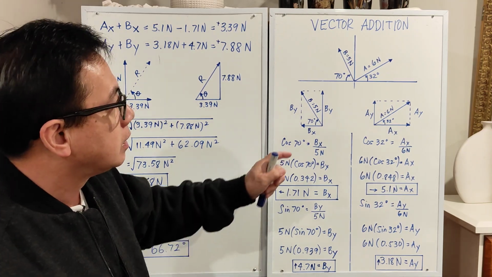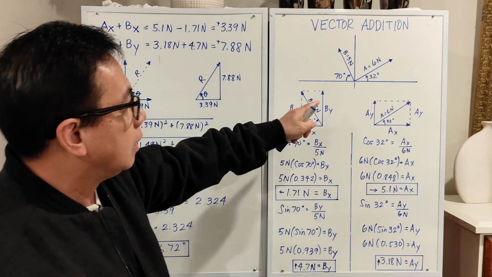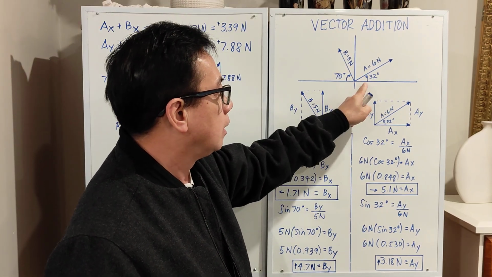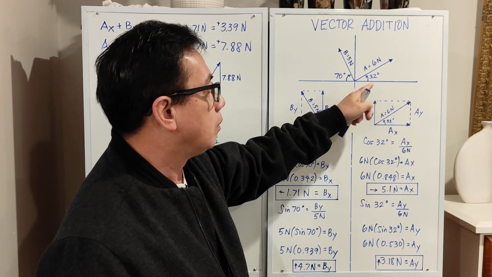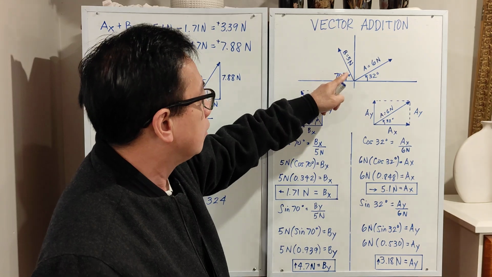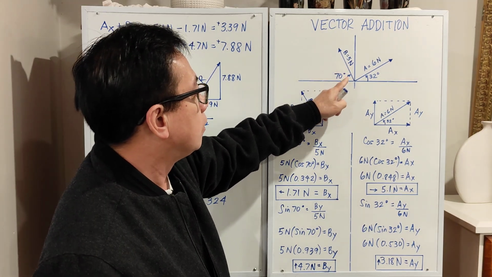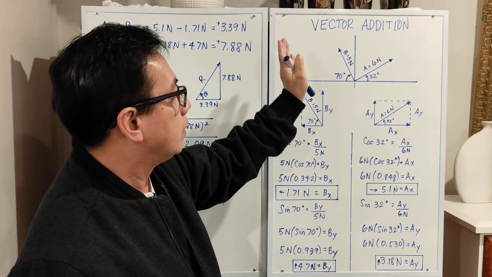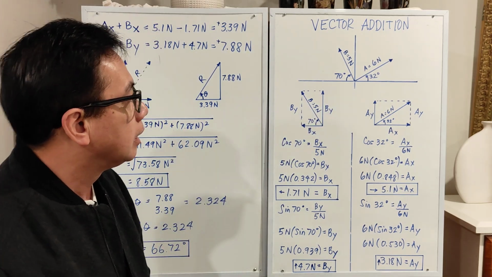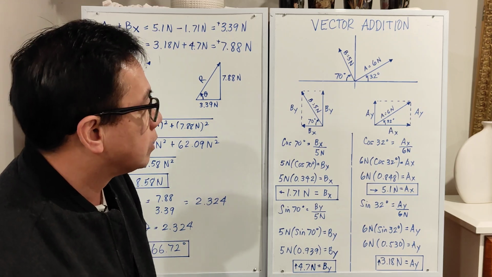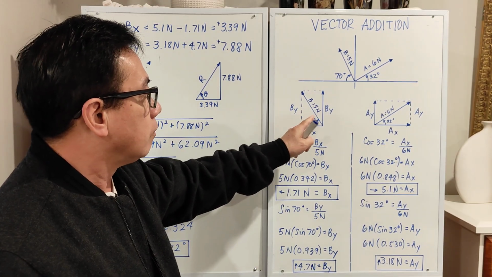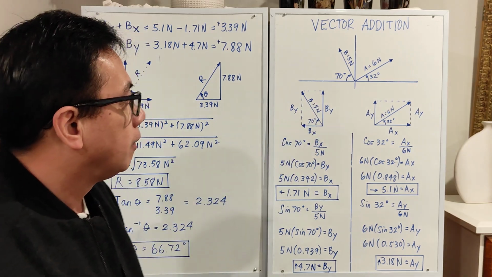We have two forces, two vectors. Vector A is 6 newtons going to the upper right, 32 degrees above the horizontal, and the second force, vector B, 5 newtons going to the upper left with 70 degrees above the horizontal. So to add the vectors, we first need to get its vertical and horizontal component.